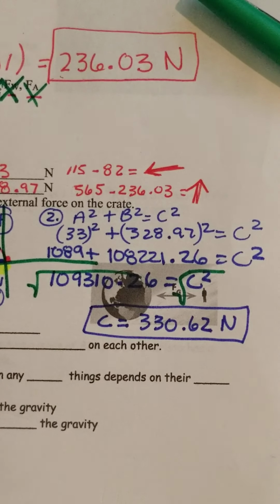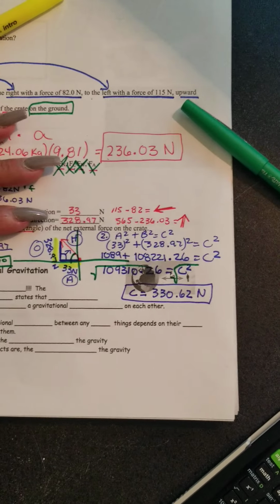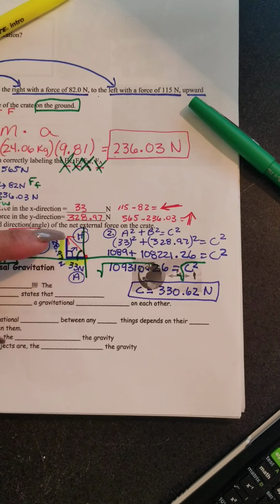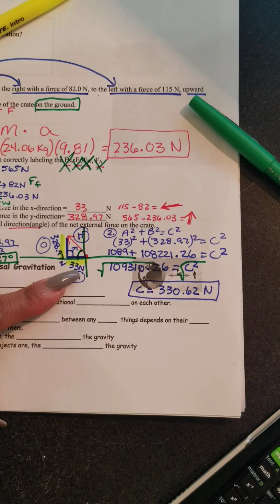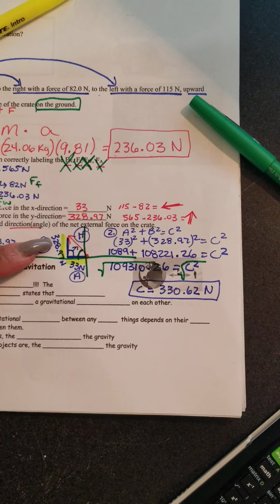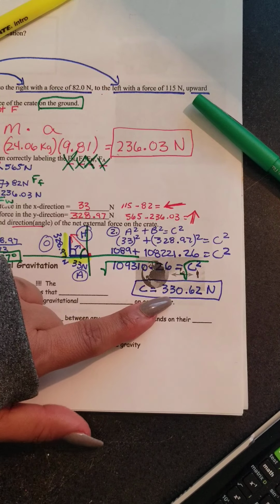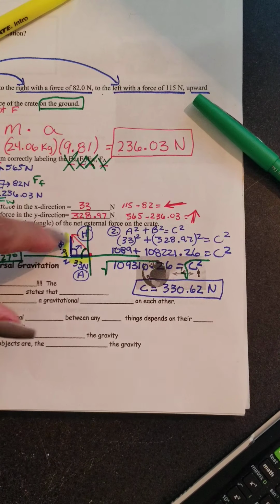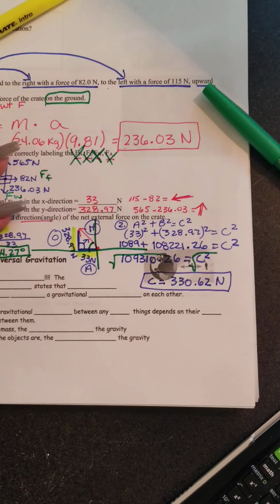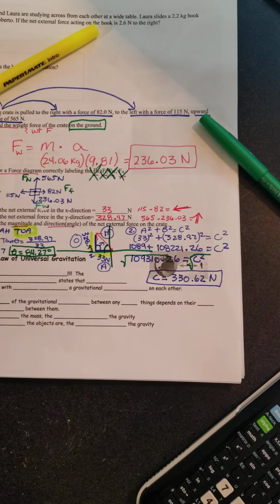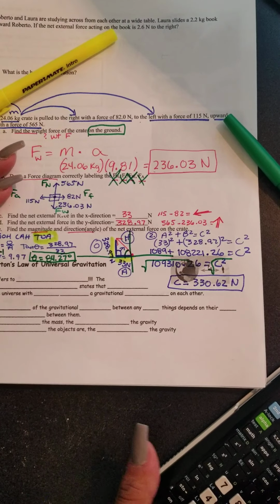And you know that when you find the hypotenuse, the hypotenuse leg must be larger than both of those legs. This leg is 33. This leg is 328.97. And the hypotenuse, they told me, is 330. It's not much bigger, but it is bigger. Perfect. Okay? So let's keep going.